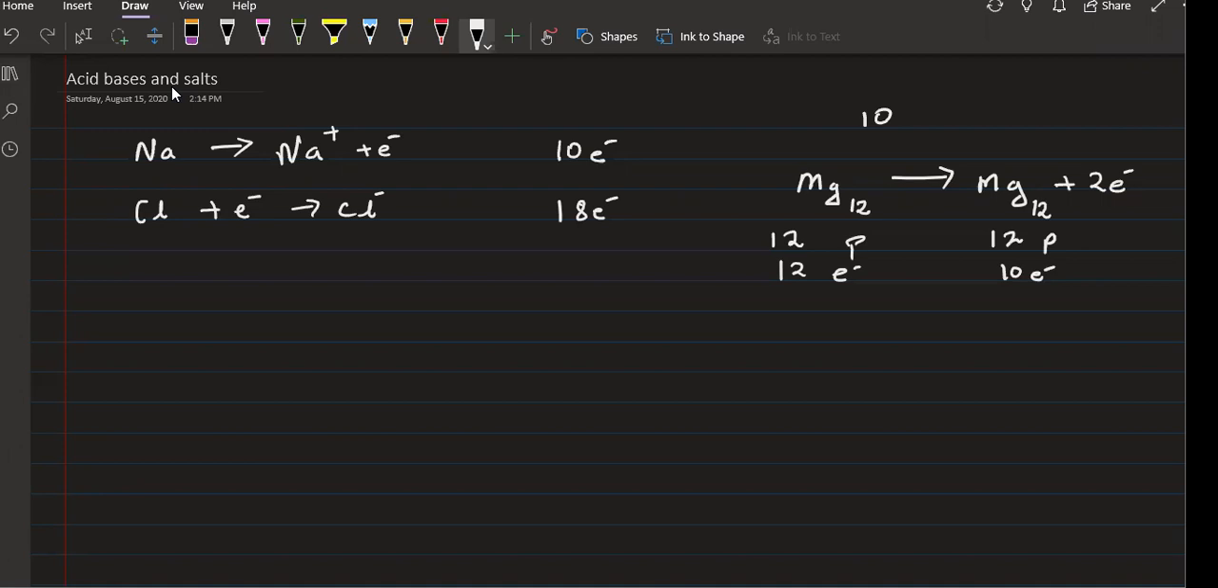Anyone have any issue in this? Tell me. Anyone have any issue in this? No, right? No? So what do you think? What will be the charge on this Mg? Tell me. What will be the charge on this Mg?